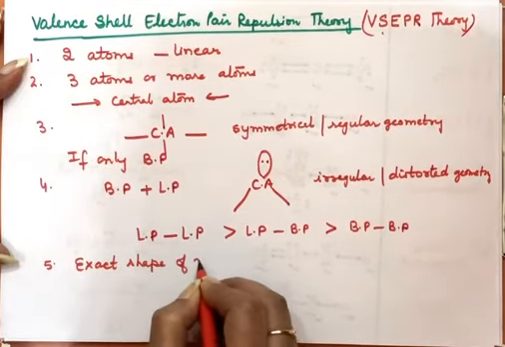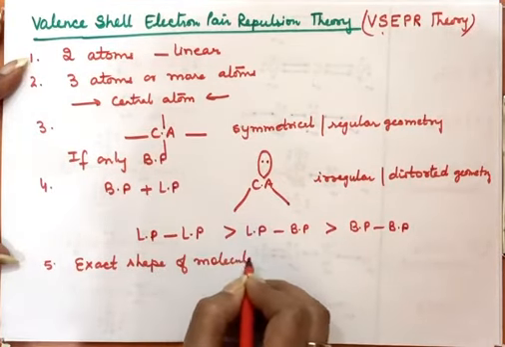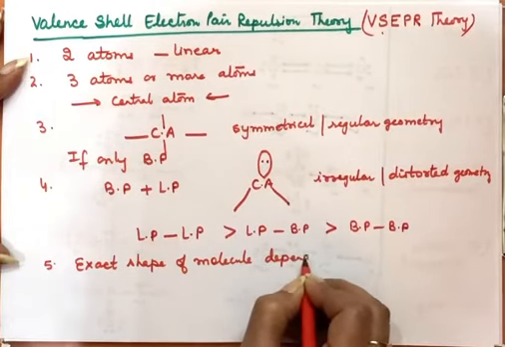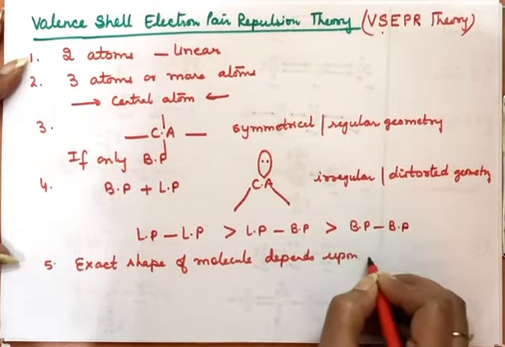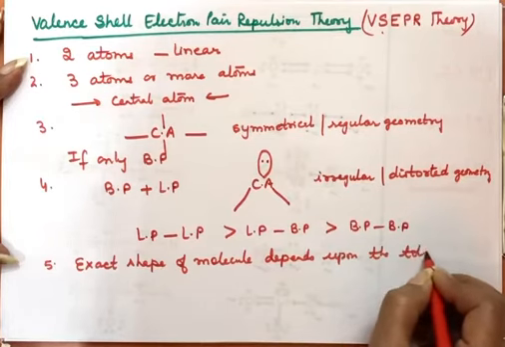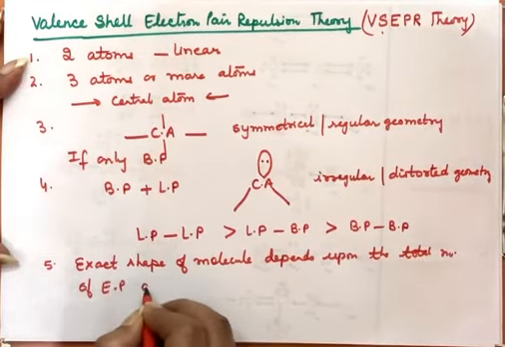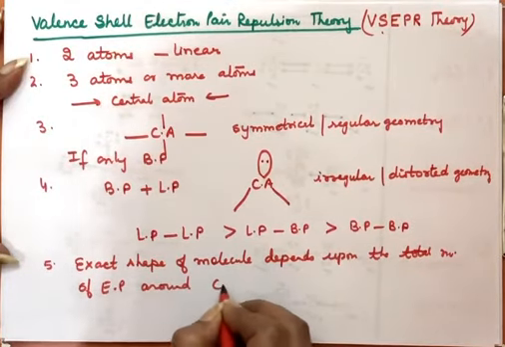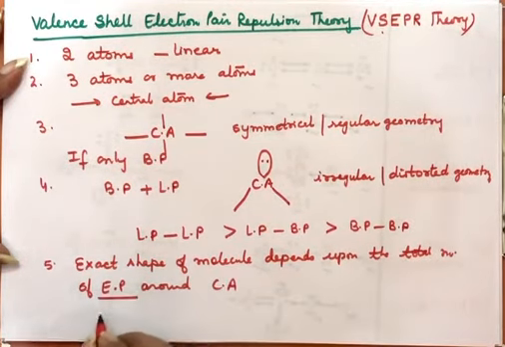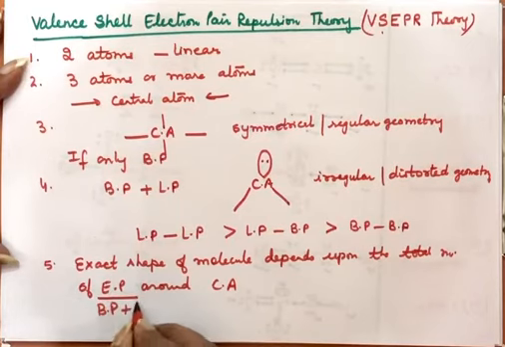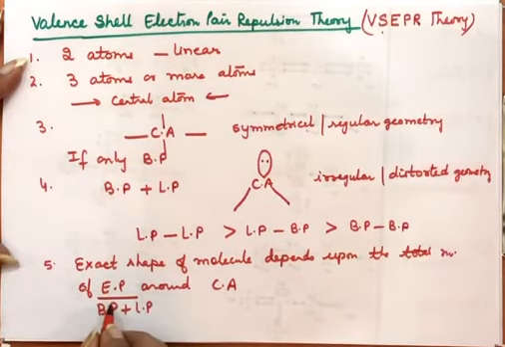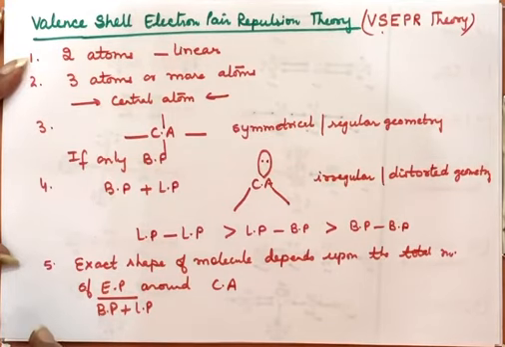Exact shape of a molecule depends upon the total number of electron pairs around the central atom. How many electron pairs? Electron pairs means bond pairs plus lone pairs. How many total electron pairs are there? How many are bond pairs from this? How many are lone pairs from this? From that we will decide the geometry of the molecule.